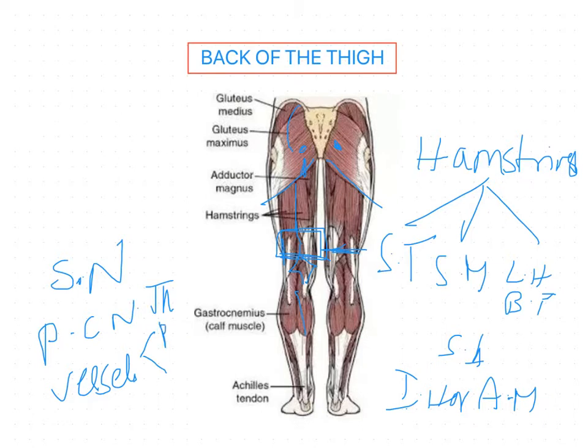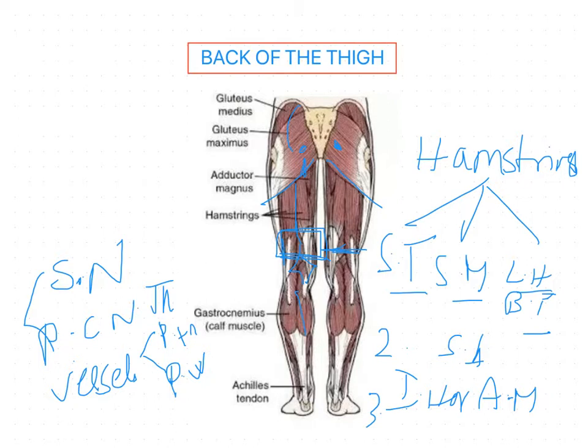So what are the vessels? Branches of the profunda femoris artery and the profunda vein for venous drainage. What are the nerves? Sciatic nerve and posterior cutaneous nerve of thigh. So these are all the contents of the back of the thigh. The main contents include hamstring muscles, mainly semitendinosus, semimembranosus, and the long head of biceps, and the next muscle is the short head of biceps.